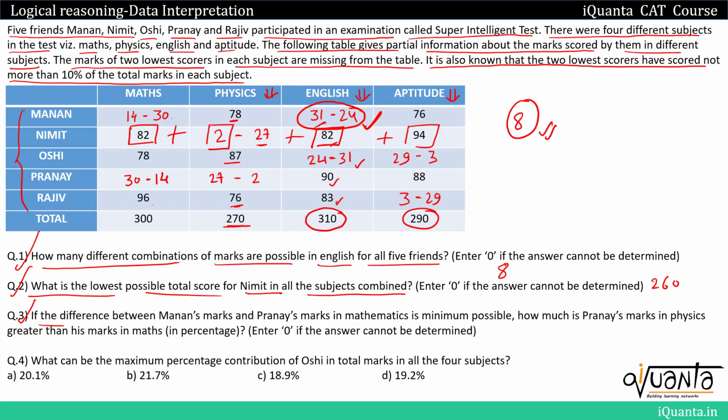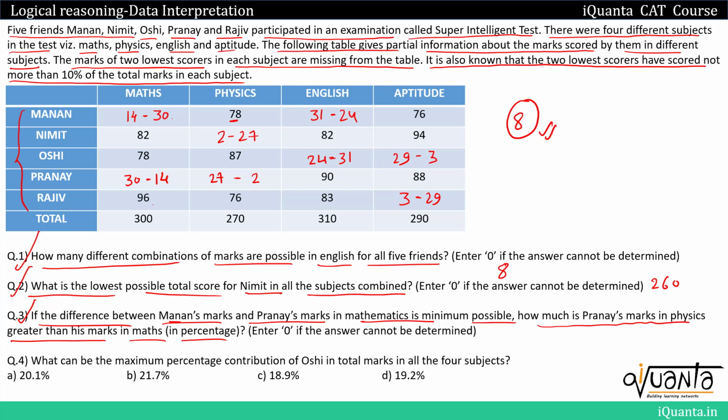Third one is, if the difference between Manan's marks and Pranay's marks in mathematics is minimum possible, how much are Pranay's marks in physics greater than his marks in maths in percentage? So we have to focus upon Manan and Pranay first. And we have to calculate when the difference between Manan's and Pranay's marks in mathematics is minimum possible. So the minimum difference over here can be 0 between Pranay and Manan's marks in maths.